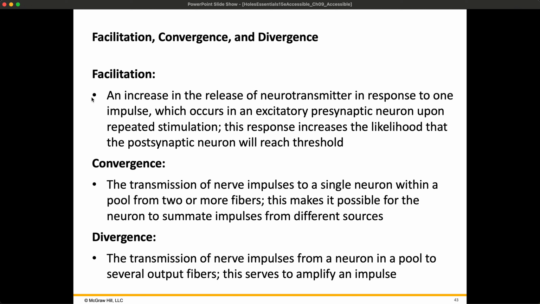There are 3 processes that can happen: facilitation, convergence, and divergence. Facilitation is increasing the release of neurotransmitter in response to one impulse, which occurs in an excitatory presynaptic neuron upon repeated stimulation. So it increases the likelihood that a postsynaptic neuron will reach threshold. So facilitation is aiding in stimulating a neuron. You have the electrical and you have the chemical signal. Convergence is transmission of nerve impulses to a single neuron within a pool from 2 or more fibers. So this is adding up those signals from separate neurons. And divergence is from a neural pool to several outputs to amplify an impulse.